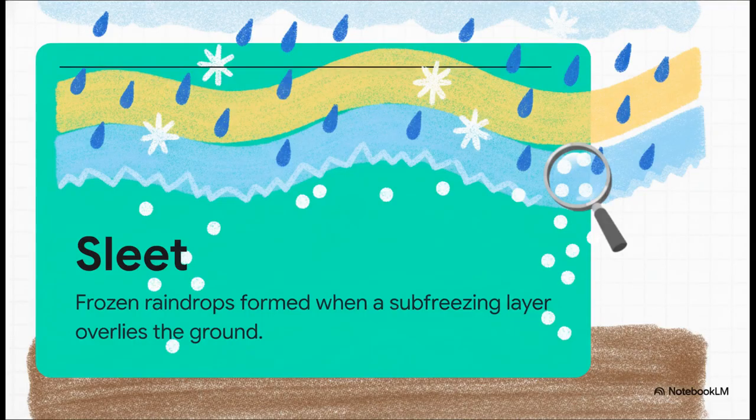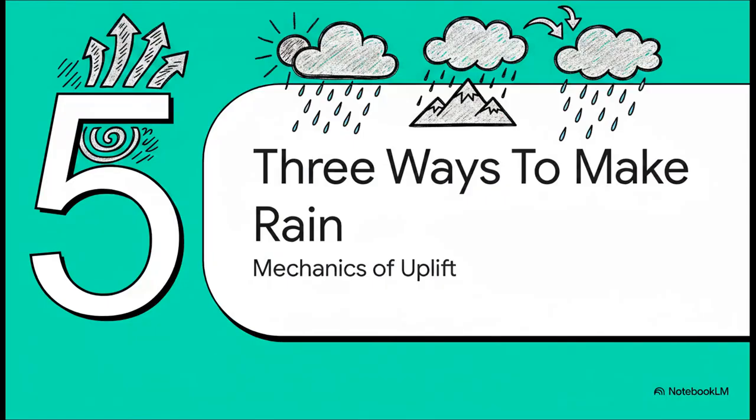Then we have sleet. So the crucial point here is how highly specific its formation is. Most people think sleet is just really cold rain, but it's not. It's frozen raindrops and refrozen melted snow water. It happens uniquely when a layer of warm air, above freezing, sits perfectly over a sub-freezing layer of air near the ground. The raindrops leave the warm air, hit the cold air below, solidify, and smack the ground as small pellets of ice. Next up is Section 5, 3 Ways to Make Rain, examining the mechanics of uplift.